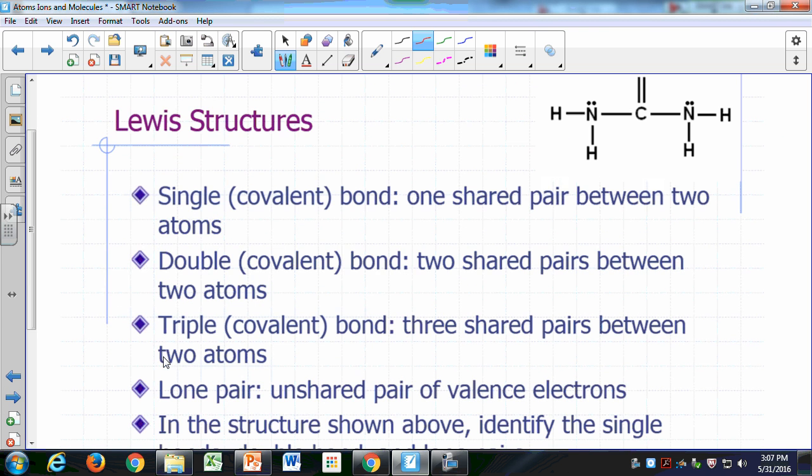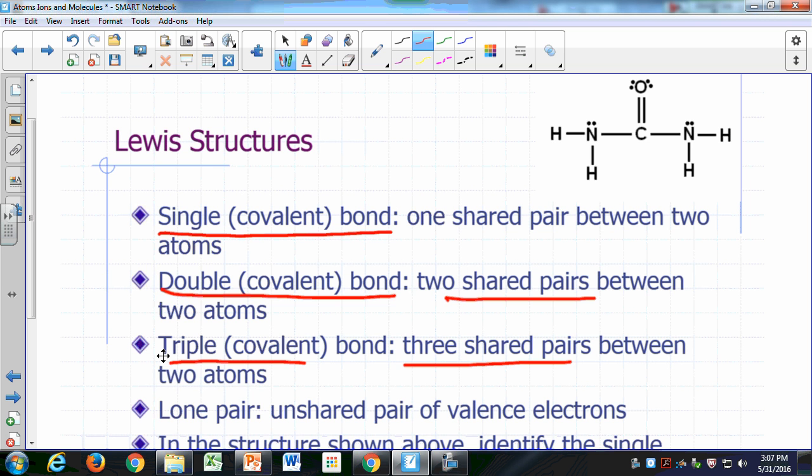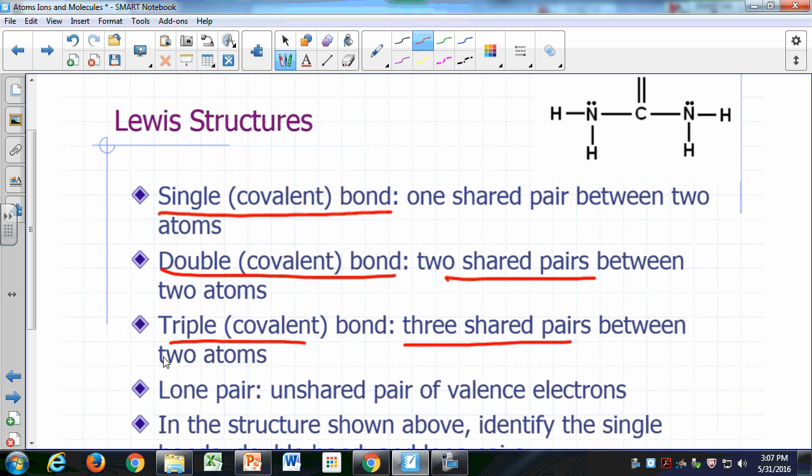Now, if we have one pair of electrons shared between two atoms, we say that those two atoms have a covalent bond between them, or a single covalent bond, or a single bond. If two pairs are shared between two atoms, we say the two atoms have a double bond, or a double covalent bond. And if 3 pairs are shared between two atoms, then you say you have a triple bond. And like I said earlier, an unshared pair of valence electrons is called a lone pair.